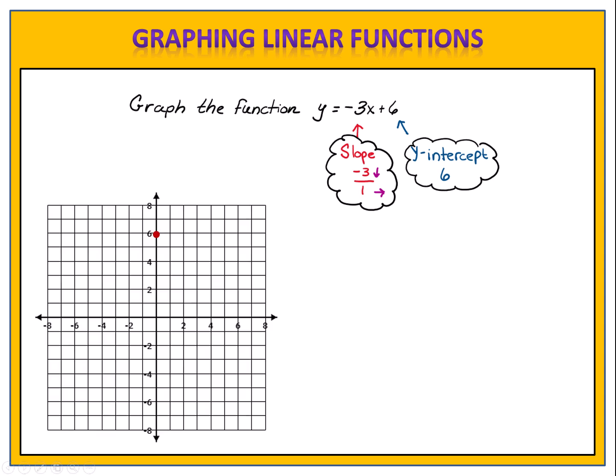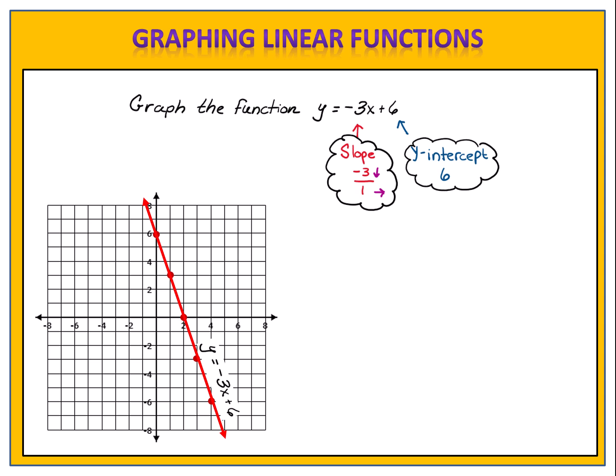We plot the point 6 on the y-axis. Now we use the slope to plot additional points. The slope is -3/1, so we go down 3 and to the right 1 and plot the point. Again, down 3, right 1, and plot the point. We repeat the process, down 3 and right 1, until we can't fit any additional points on our graph. Then we connect the points with a line, arrows on both ends, and we label the graph with the equation.